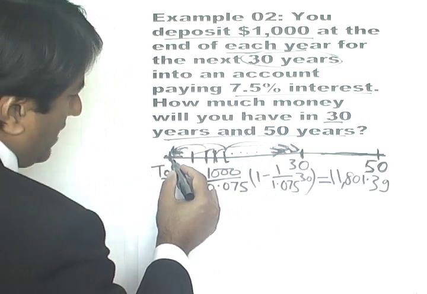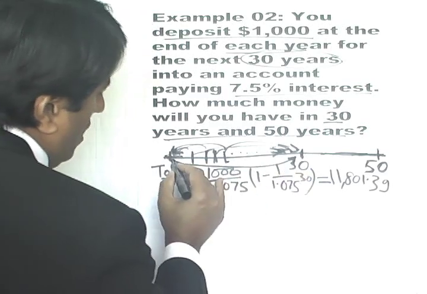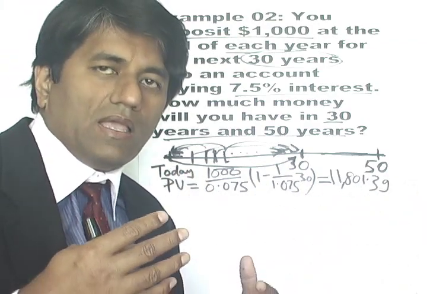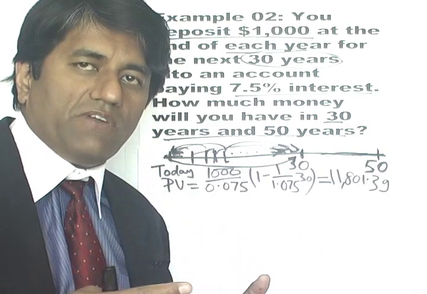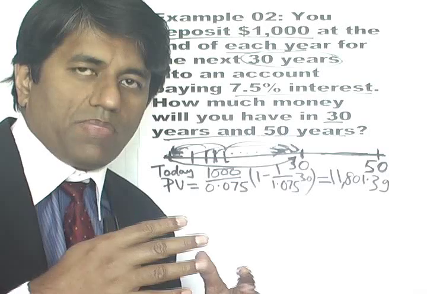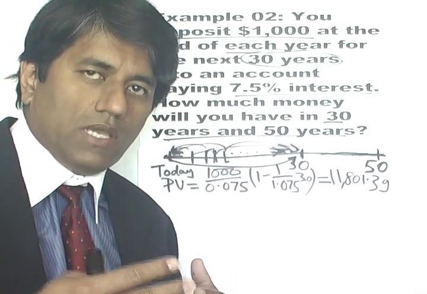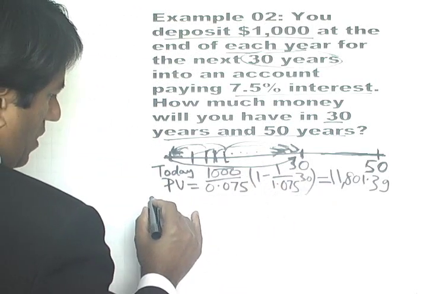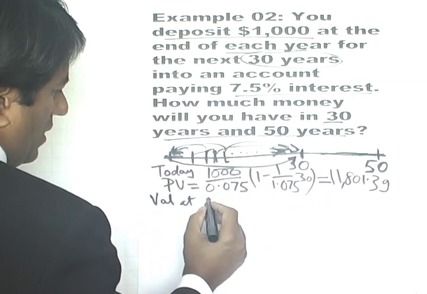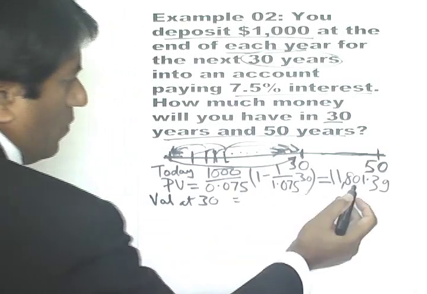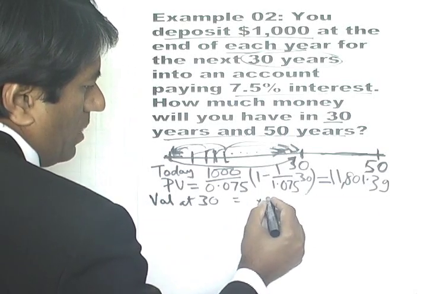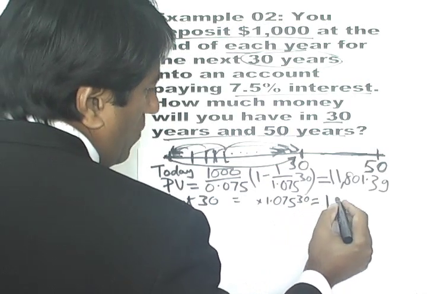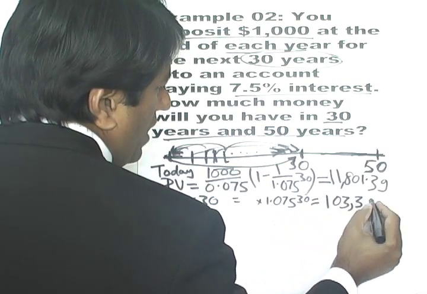And you also know what the rate is from here to here. What is the rate from the US to Brazil, or from today to 30 years forward? Well, it is 1 plus the rate of return to the power 30. So it's the yearly growth factor to the power 30. So this money would become the value at 30 years, which will be equal to this amount into 1.075 to the power 30, and that equals 103,399.